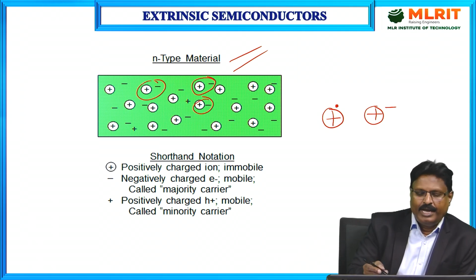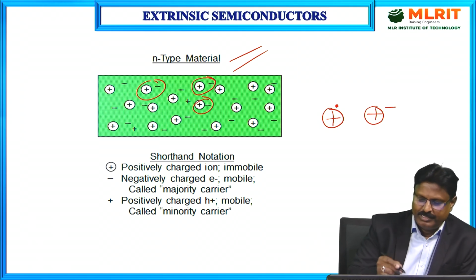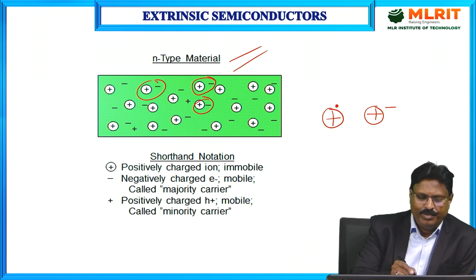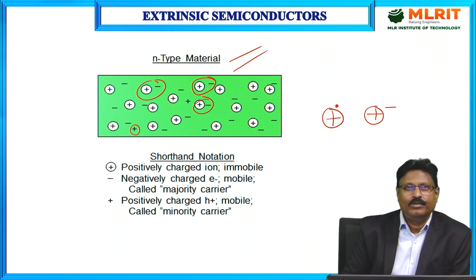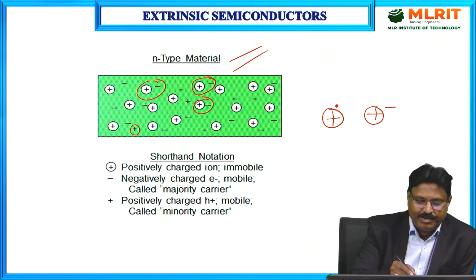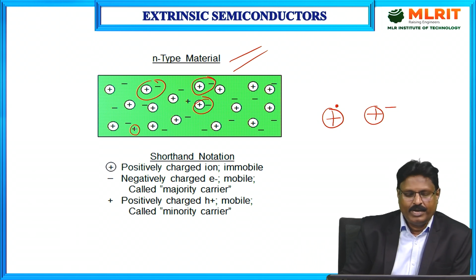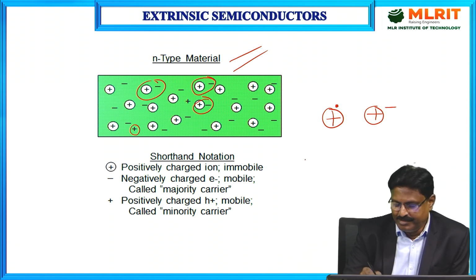But along with electrons, holes also will be there. That's why holes are also represented here. A positive symbol represents the hole. So majority carriers here are electrons and minority carriers are holes. So n-type material is represented like this.